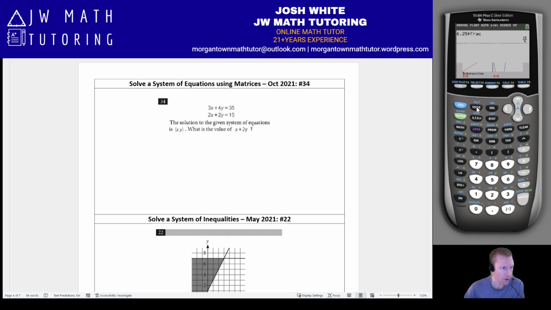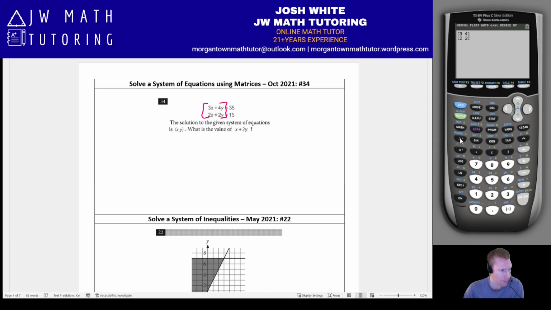So we'll quit out to the home screen. Let's just clear this. First thing we need to do is bring up a 2 by 2 matrix. So we'll go ahead and select that, and then go down to OK. And then inside here, I am going to put the coefficients that are on the x and y terms. So it's basically going to be 3, 4, 2, 2.